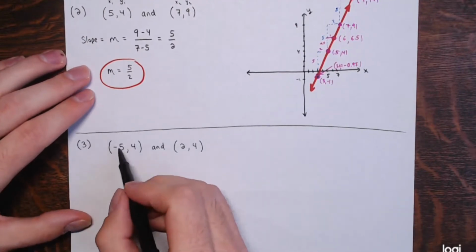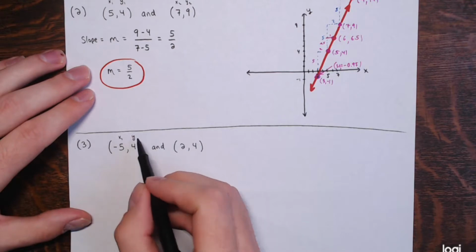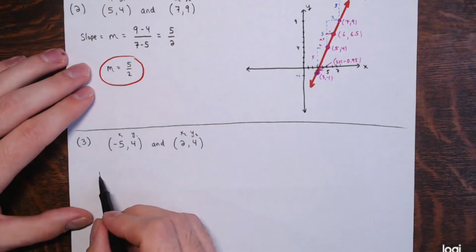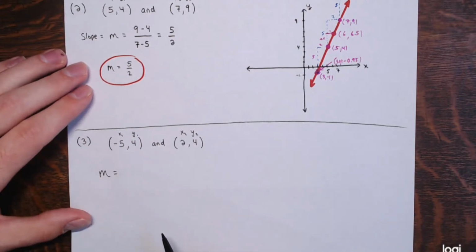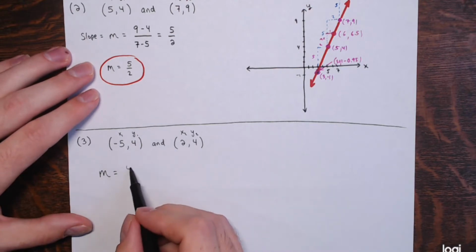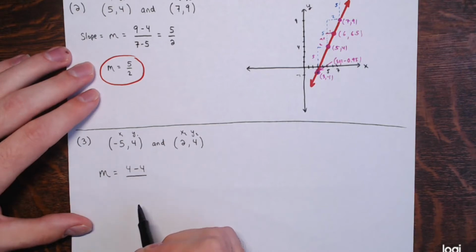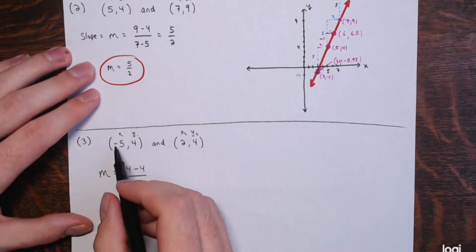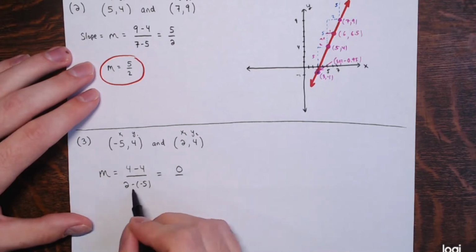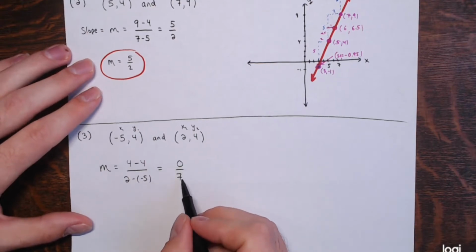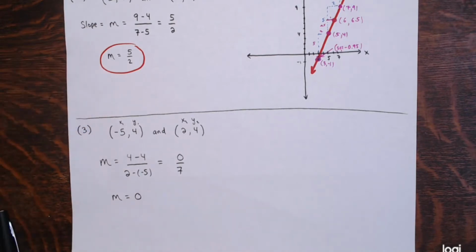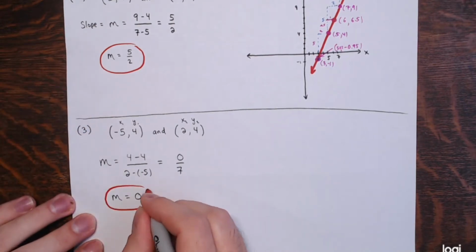So again, I'm going to call -5, 4 x1, y1, and then call 2, 4 x2, y2. And again, we can very easily calculate the slope of the line passing through these points. So change in the y coordinates, I'll do second minus first, 4 minus 4 in the numerator. And then the change in the x coordinates, again, second minus first, 2 minus -5, which will be 2 plus 5. So I have 0 in the numerator, 7 in the denominator, but 0 divided by some non-zero number is 0. So the slope of this line is 0.